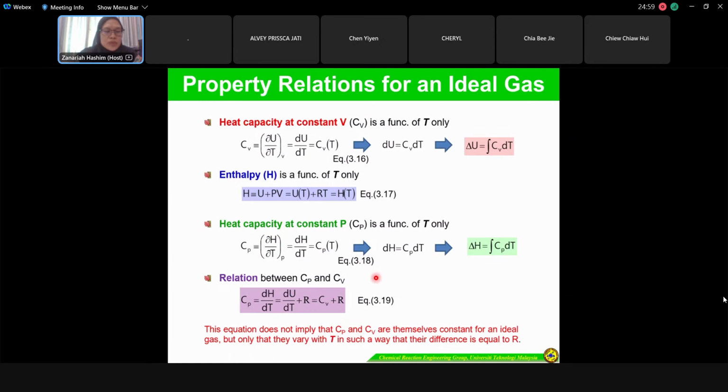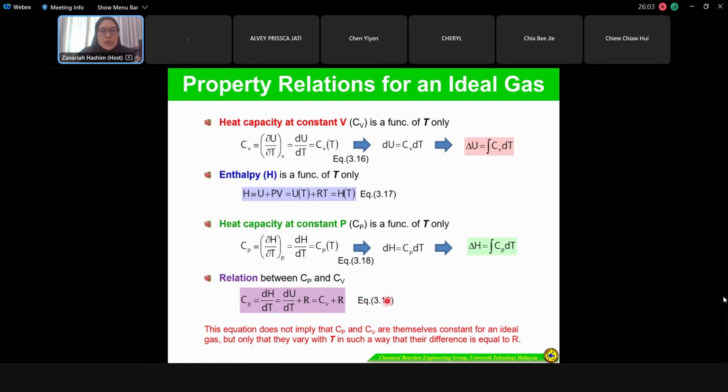We can also write the relation between CP and CV. Because you have the relation CP equals dH over dT, and from the definition of enthalpy, U plus PV, you can write this as dU over dT plus R. dU over dT is equal to CV for an ideal gas, so you can replace it, and you are left with CP equals CV plus R. This equation does not imply that CP and CV are themselves constant for an ideal gas, but only that they vary with T in such a way that their difference is equal to R. So CP and CV are not necessarily constant. Only the difference, CP minus CV, is constant, which is R.